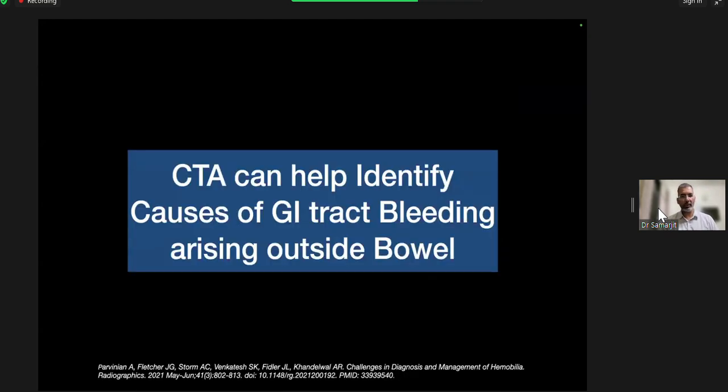it really helped them to go in fast, look at what was happening and sort it out. Now, all bleeding into the GI tract does not happen from the bowel, right? You can have lots of things drain into the GI tract. You have the pancreatic duct, you have the biliary tree. You can have bleeding from all of these areas which come into the GI tract, and then they can present as a lower GI bleed.